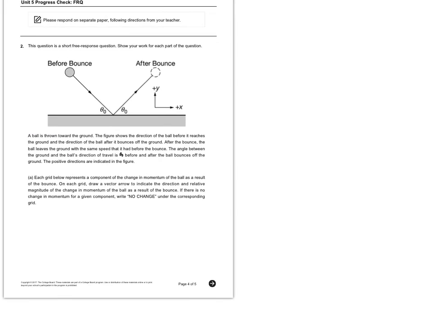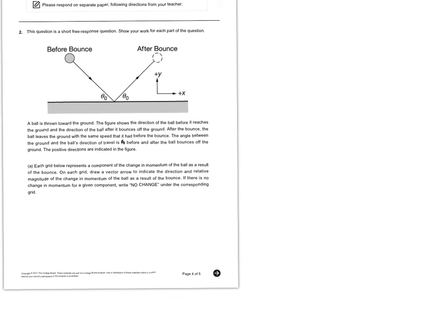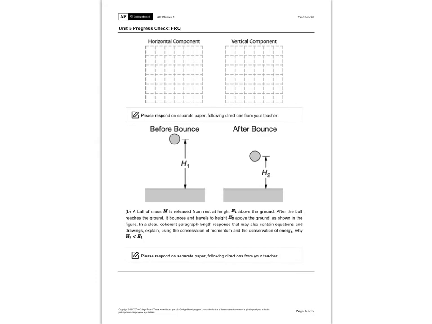And here we have the short free response. And this was a paragraph, I believe. So you have the ball thrown towards the ground, direction down, direction back up, and it gives us the grids, wants to know the change in momentum of the ball as a result of the bounce. If there is no change in momentum, then you're going to write no change. And I think the grid's on the next page. Yep.